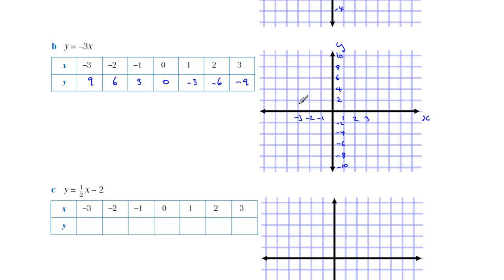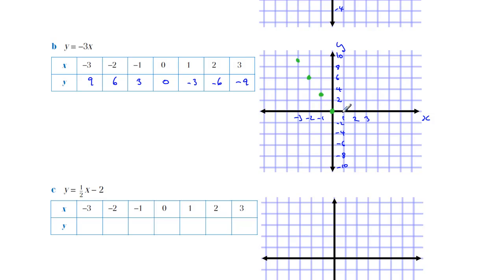So the first one is -3 and 9. So -3 and a y value of 9 is up here. -2 and 6. You'll still get your straight line if you've done it correctly. -1 and 3. 0 and 0. So it's going through the origin. And it's interesting to notice that there's no number after the -3x. That always indicates that it does go through the origin. That is where x and y cross.